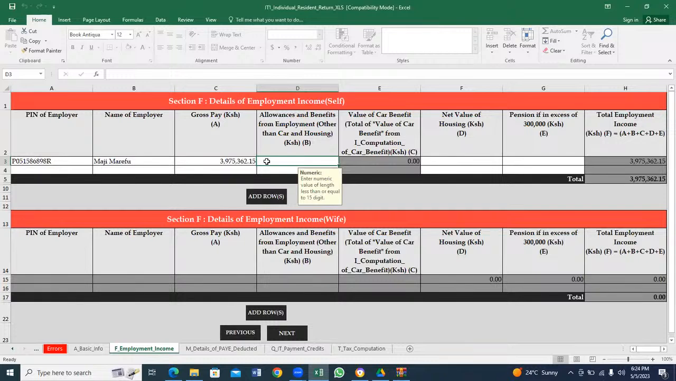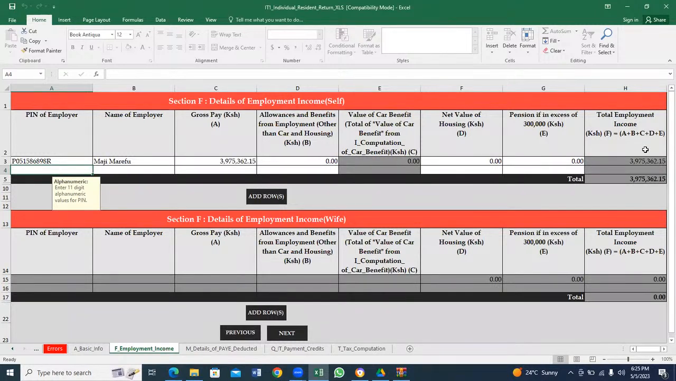3,975,362.15. Thank you. There were no allowances. She was not given housing. Then there is no pension that exceeded 300,000, so there is 0. So the total employment income comes to 3.975 million for the whole year of 12 months. I'm done with that sheet.